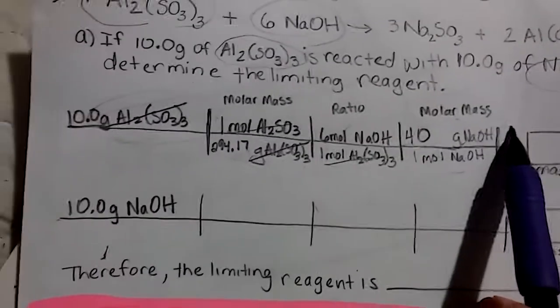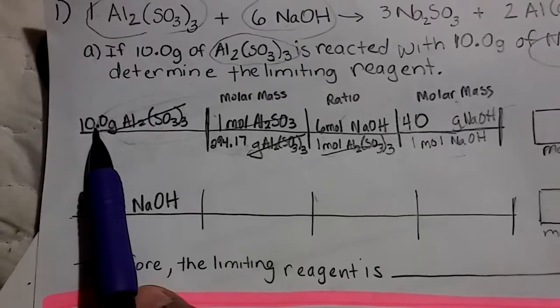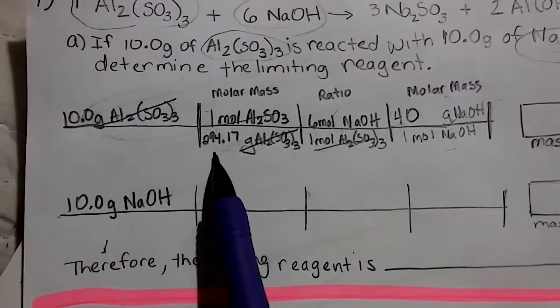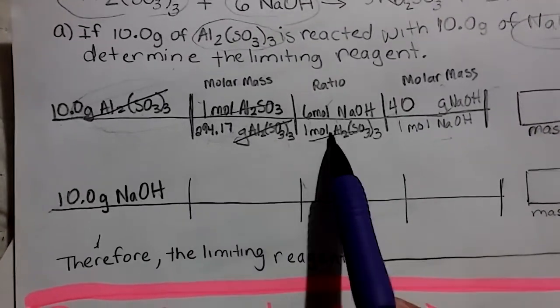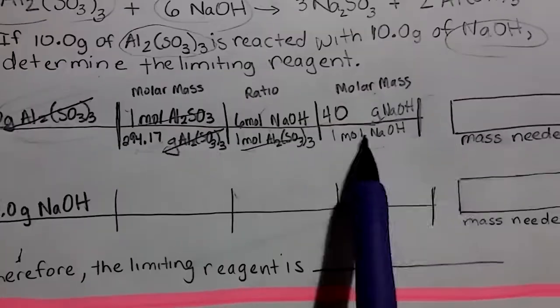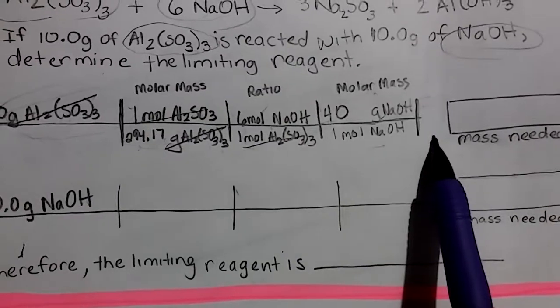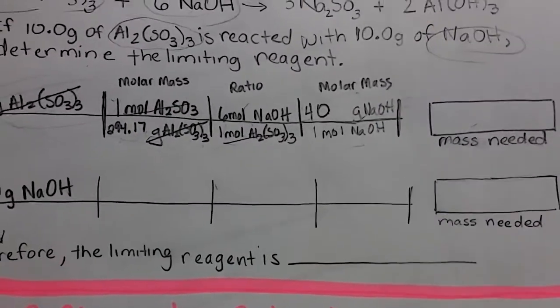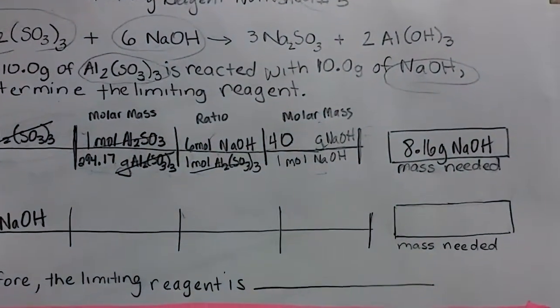From this point on, you multiply across. You multiply the 10 by the 1 by the 6 by the 40. You multiply across on the bottom the 294.17 by the 1 and by the 1. You take the top number and divide it by the bottom number that you got as answers, and that's going to be your mass needed. So we calculate 8.16 grams of NaOH.